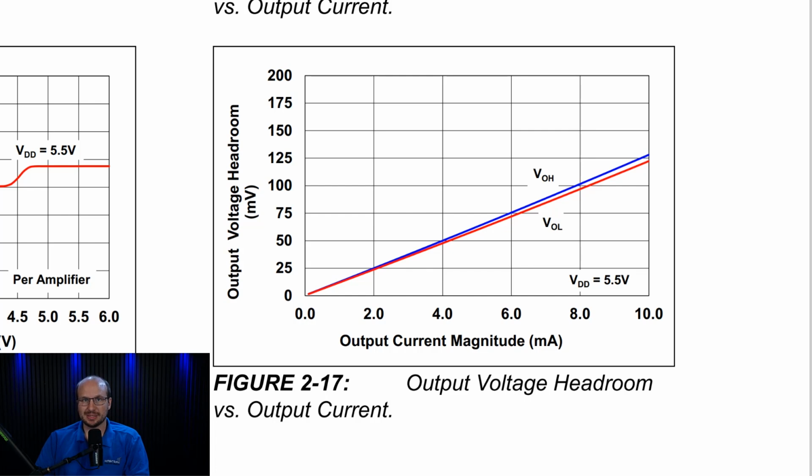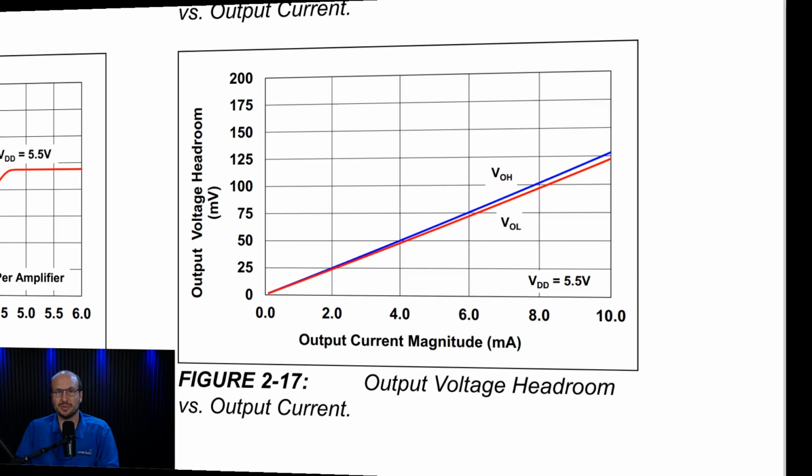So for the case of the MCP6496, you can see from this plot that as the output current magnitude increases, your output voltage headroom increases as well, meaning that your dynamic range gets smaller. So let's say you're trying to source 4 milliamps, then the highest your output signal will be VDD minus 50 millivolts here. Let's say you're trying to sink 8 milliamps, then the lowest your signal can go will be VSS plus a little under 100 millivolts.